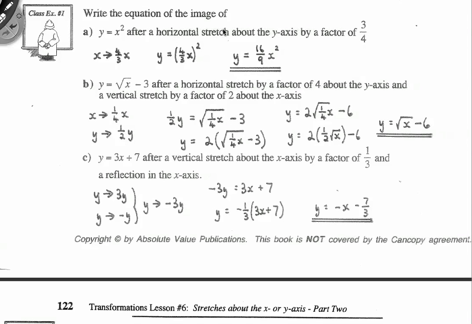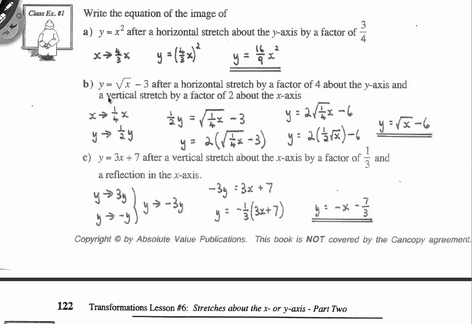It's a horizontal stretch, so the multiplier is affecting x, and when it's beside x, it always looks opposite to what you'd expect. In other words, it's the reciprocal, so x goes to 4/3. So we pop that value in for x here, and we get 4/3 x being squared. Or you can multiply this out. If you're squaring everything, it's 16/9 x squared.